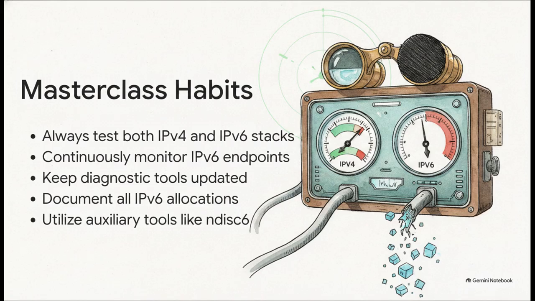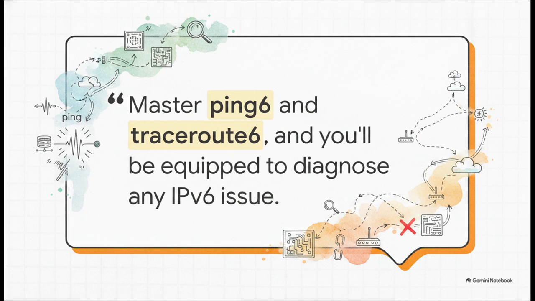Your IPv4 dashboard might be green across the board. Meanwhile, your IPv6 traffic is dropping 100% of packets. Set up continuous monitoring, specifically targeting your IPv6 endpoints, and keep your tool sets updated. And hey, when you need to dig even deeper into the link layer, don't forget auxiliary tools like ip -6 and ndisc6.